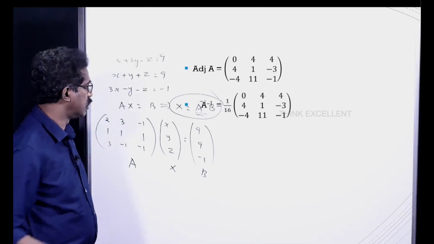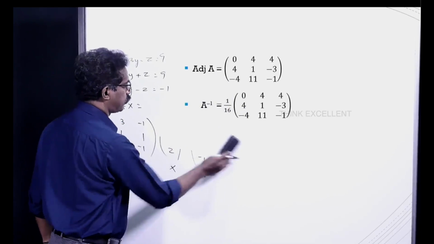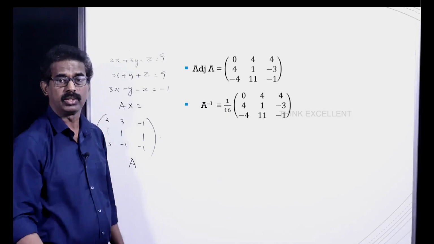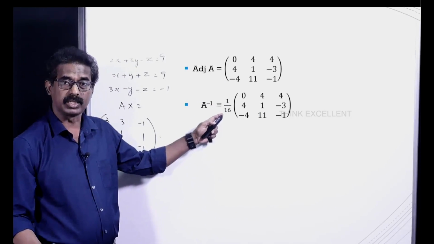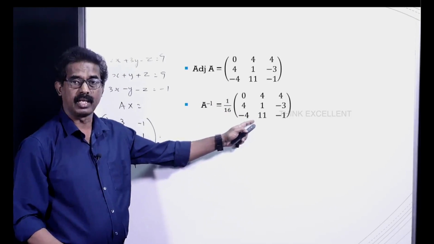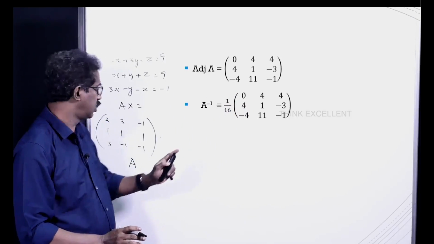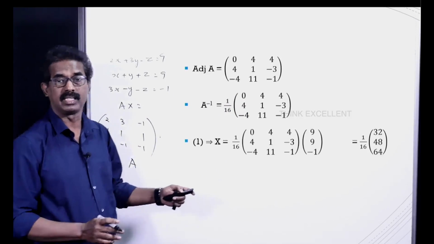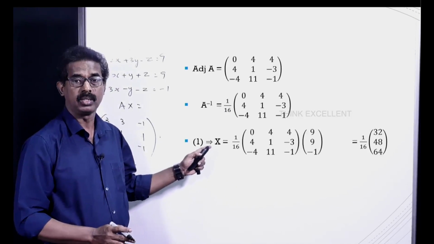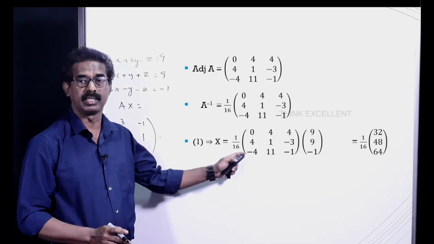Then A inverse, the formula for A inverse is 1 by determinant A into adjoint A. Determinant A is 16, you got it. Adjoint A value, you got it. So you can't divide anything, just leave it. But this is A inverse. We want to find X. X is equal to A inverse into B.